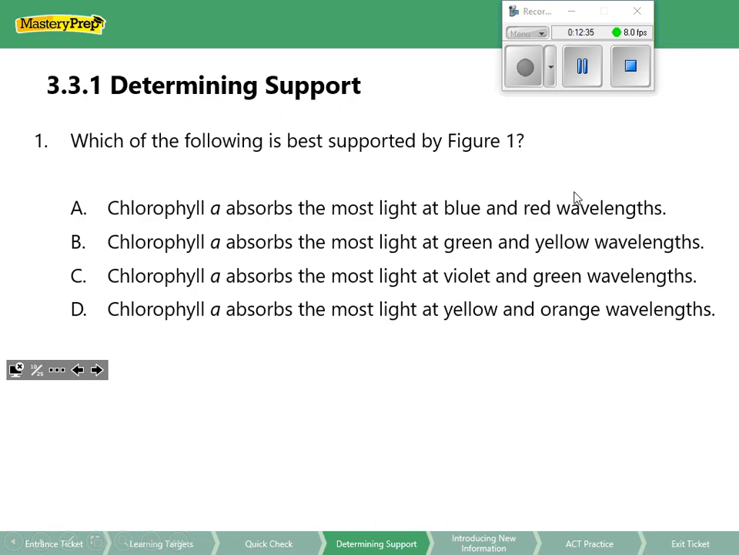All right, so 3.31. So again, we're right there on the note sheet. Page 53 in y'all's note sheet packets. So there is a good bit of information there. But let's look at question 1. Which of the following is best supported by figure 1? So we can look at figure 1, and we're talking about this here.